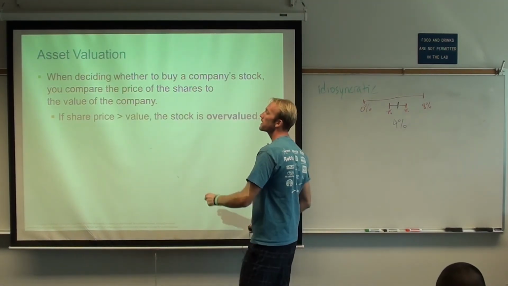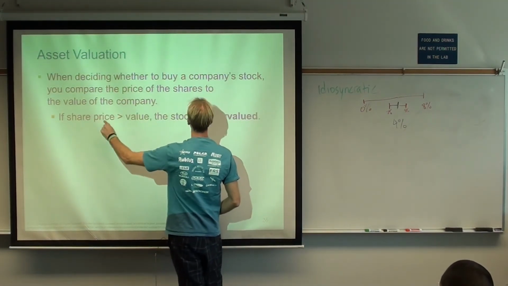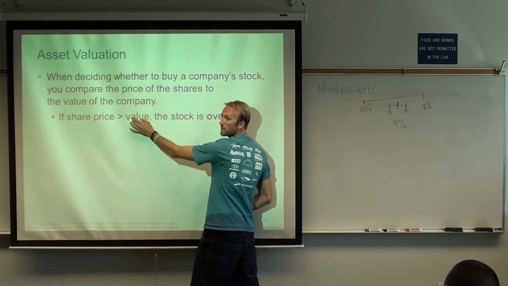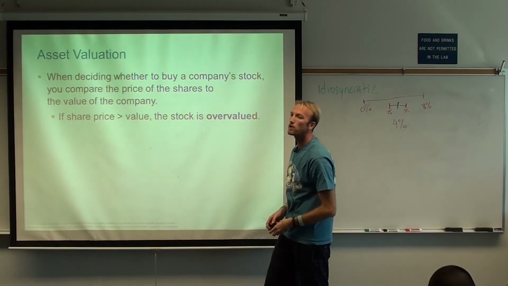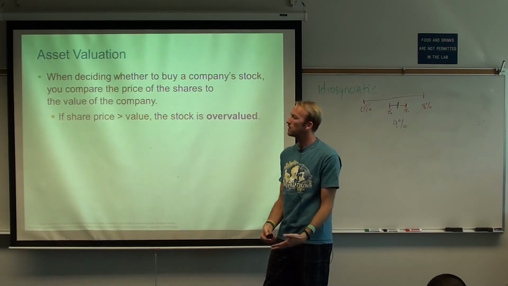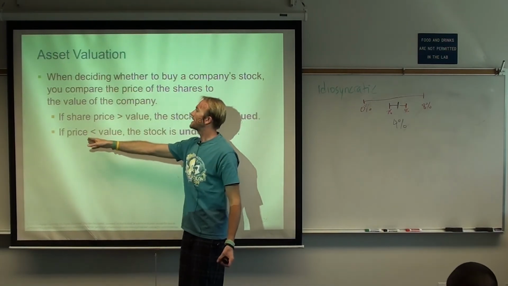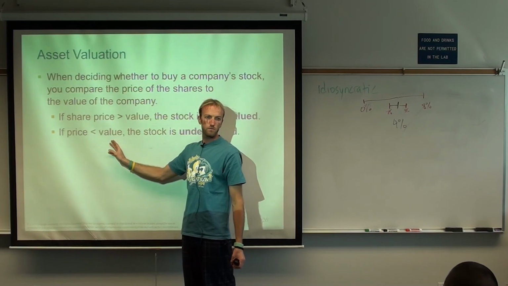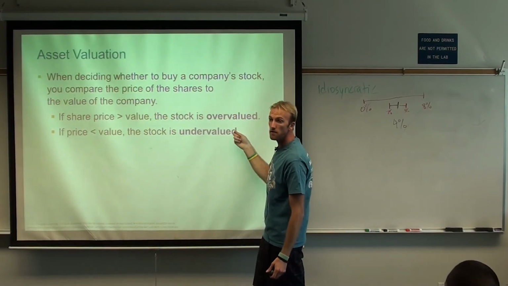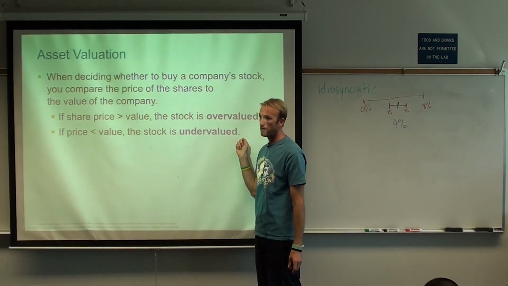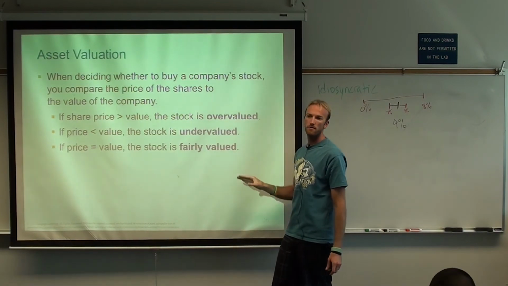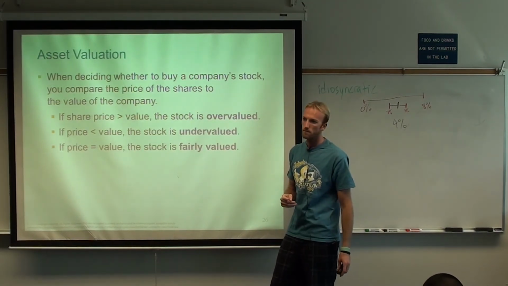Okay, so if the share price, the cost, is greater than what I get out of it, the value to me, the stock is called overvalued. Meaning the price is too high. It's not really worth that much. If the price is less than the value, meaning the cost is less than the benefit to you, the stock is undervalued and you should buy this stock. It's cheap. If the price is equal to the value, the stock is fairly valued.